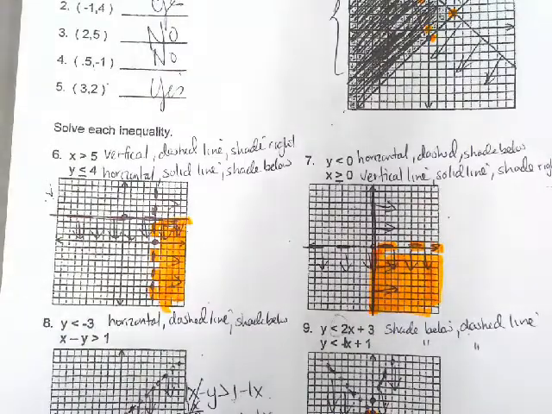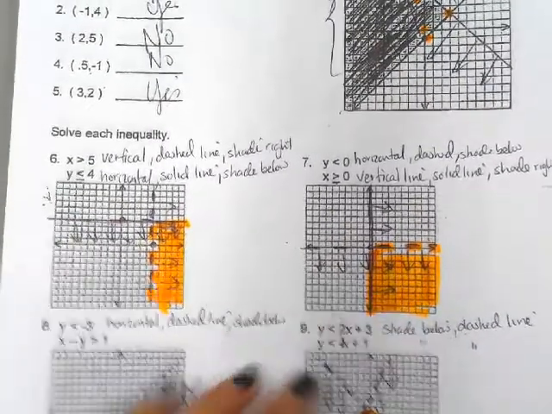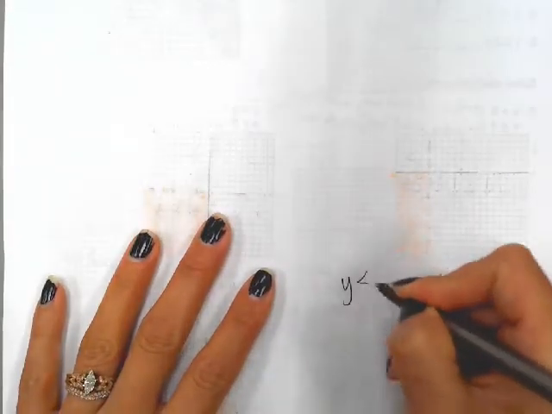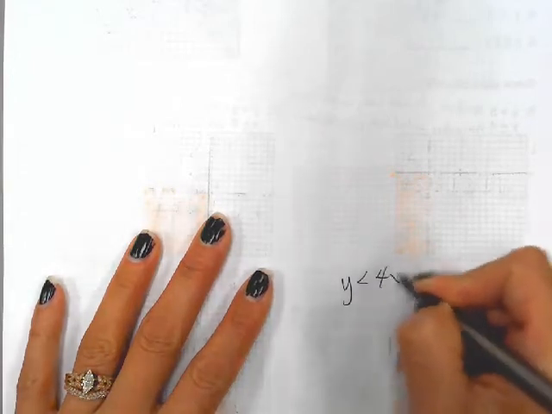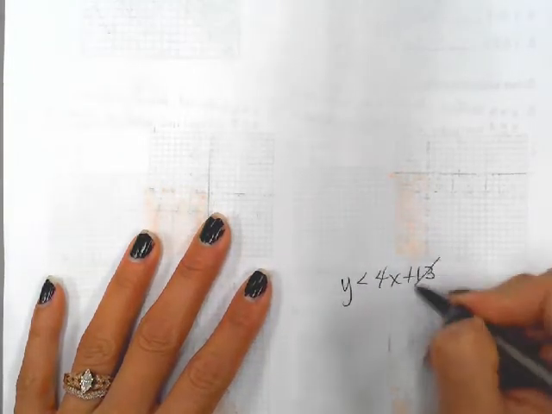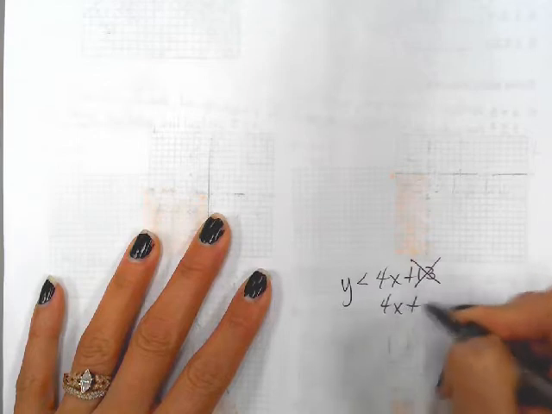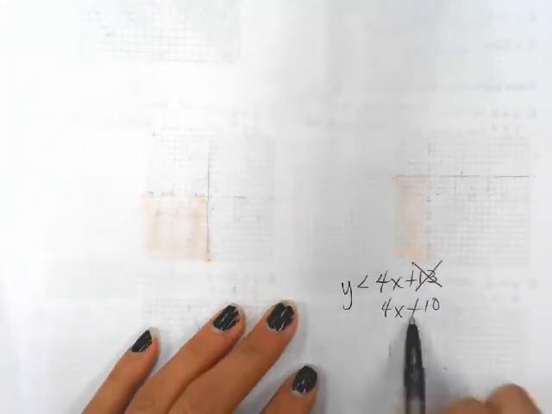Go ahead and make sure you change the equation for the last one on the bottom right. The equation is y is less than 4x plus 13. Change that 13 to 4x plus 10. That way we can actually graph it in our homework, because there's not enough room if we go by 13.